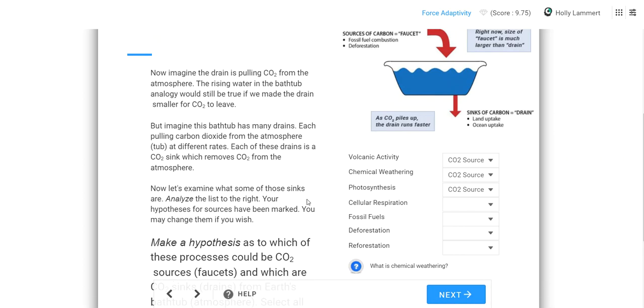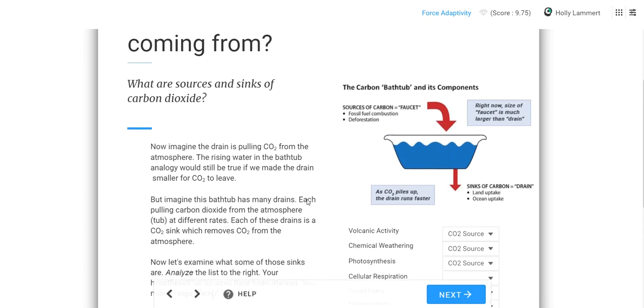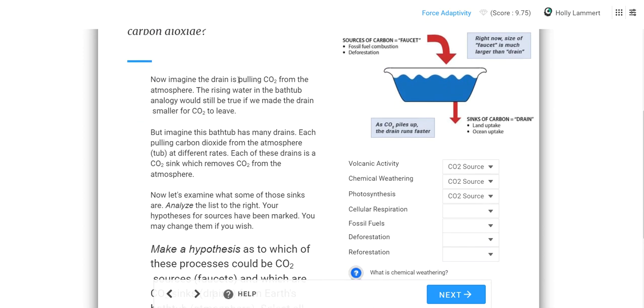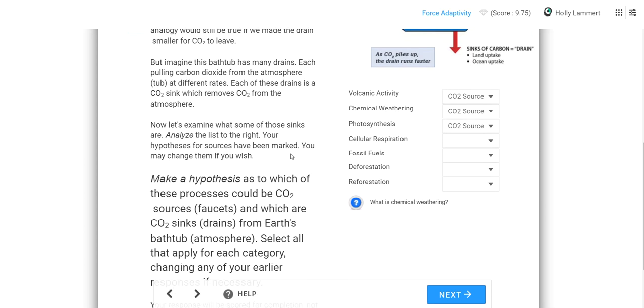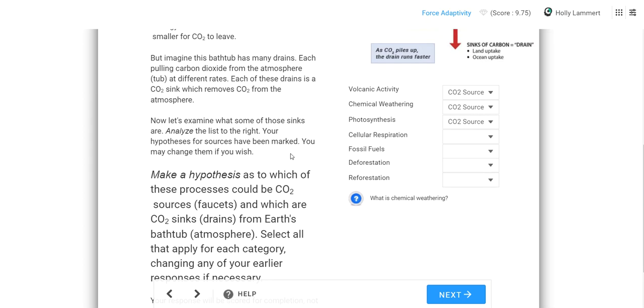So now we're looking at imagining the drain is pulling CO2 from the atmosphere. The rising water in the bathtub analogy would still be true if we made the drain smaller for CO2 to leave. But imagine this bathtub has many drains, each pulling carbon dioxide from the atmosphere at different rates. Each of these drains is a CO2 sink, which removes CO2 from the atmosphere. Now let's imagine some of those sinks are... Analyze the list to the right.